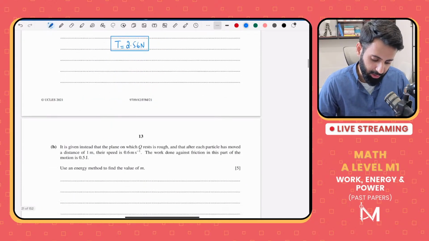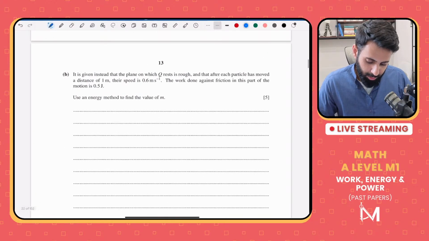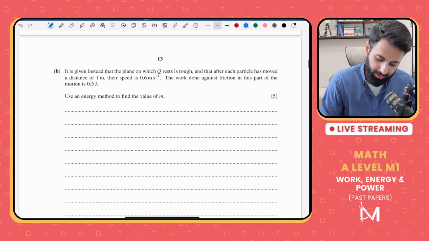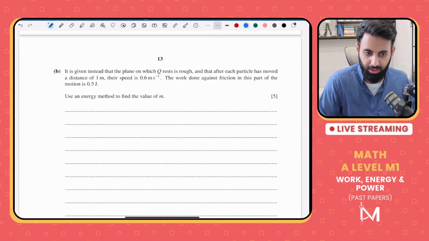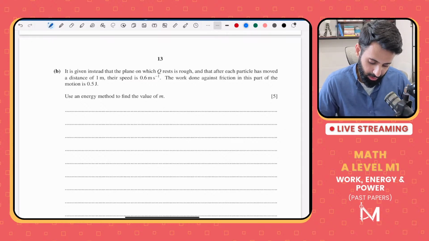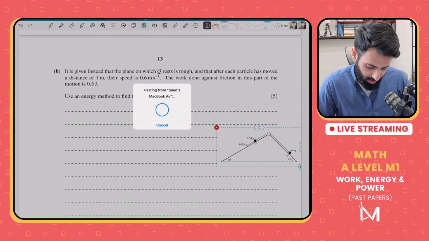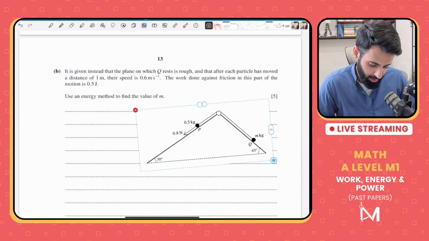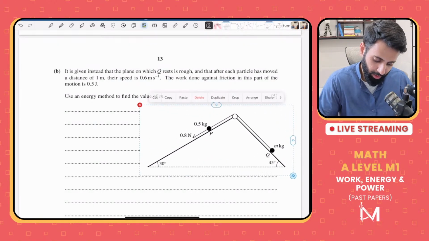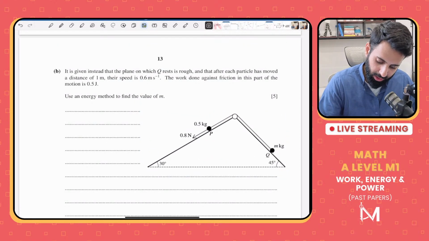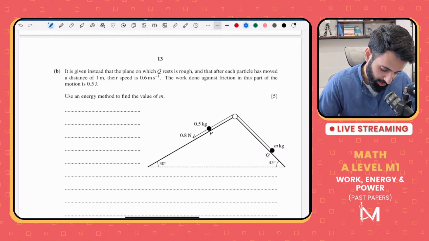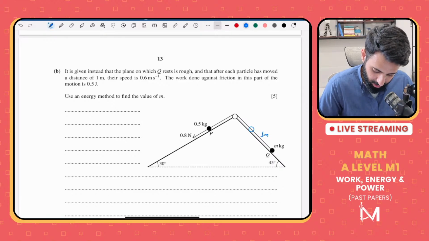Okay, now let's do part B. Part B says it is given instead that the plane on which Q rests is rough. So first of all, let's have a look here. This is the same plane. And that after each particle has moved a distance of 1 meter. So that means this moves a distance of 1 meter, and this will also move a distance of 1 meter.